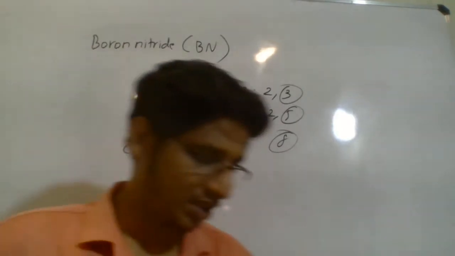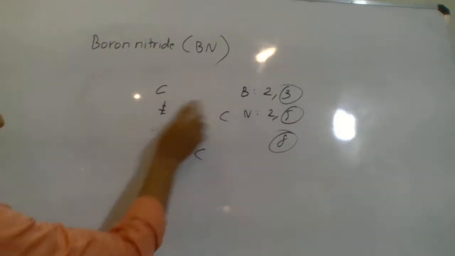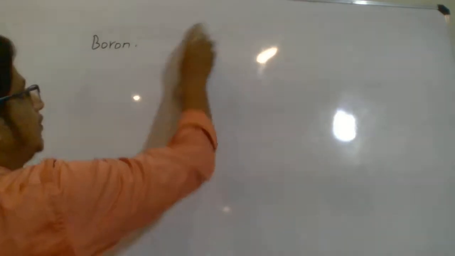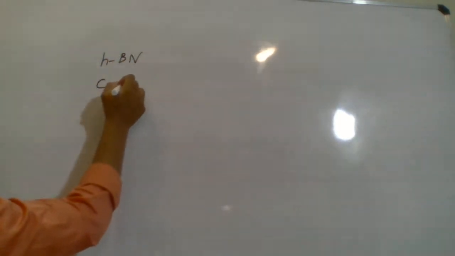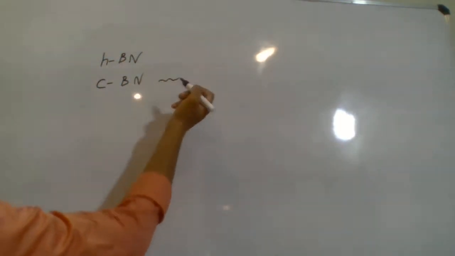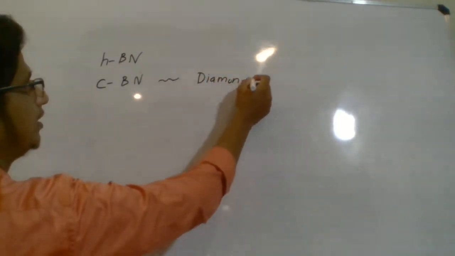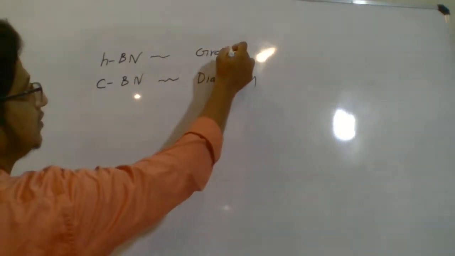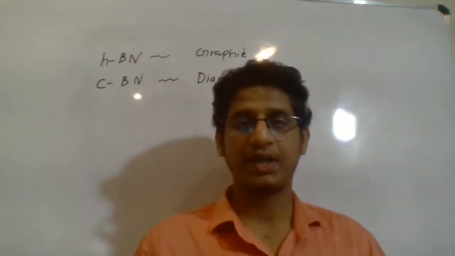There are two important crystalline forms of carbon, that is diamond and graphite. Similarly, boron nitride has two important polymorphic structures that we call hexagonal boron nitride and cubic boron nitride. Cubic boron nitride has properties very similar to diamond, and hexagonal boron nitride has properties very similar to graphite. So you can easily learn this by remembering the structures of diamond and graphite.